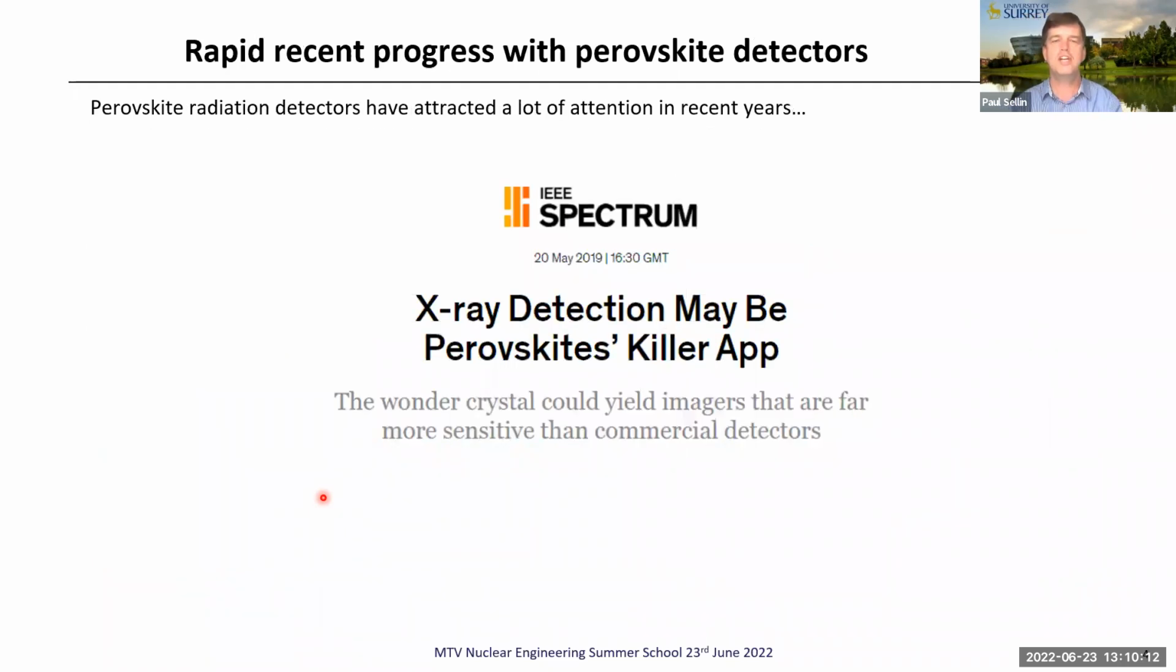So this was an interesting headline that caught people's attention from IEEE Spectrum 2019. X-ray detection may be the perovskite's killer app. Perovskites are a wonder crystal that could yield images which are far more sensitive than commercial detectors. Well, that's unusual to get that sort of publicity in our area where technology develops very slowly. So what was behind this headline?